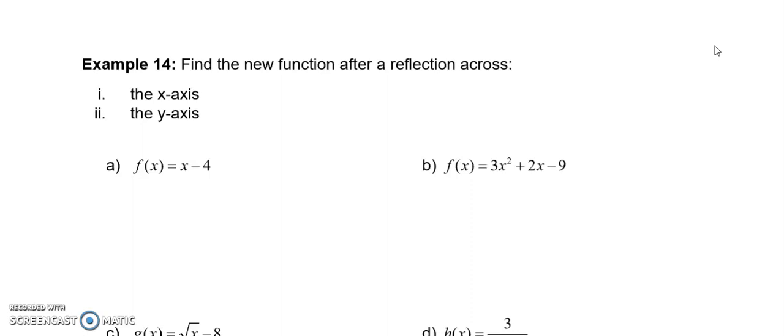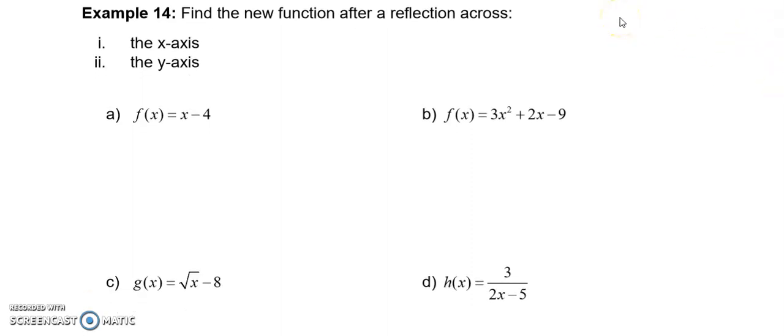So here's example number 14. This is on page 29. It says, find the new function after a reflection across, first of all, number 1, the x-axis. And remember what you do for that. You replace the y with negative y. Then, what would the new function become if you reflect it across the y-axis? And that's where you replace the x with negative x.